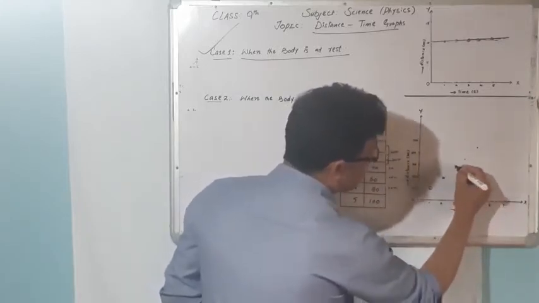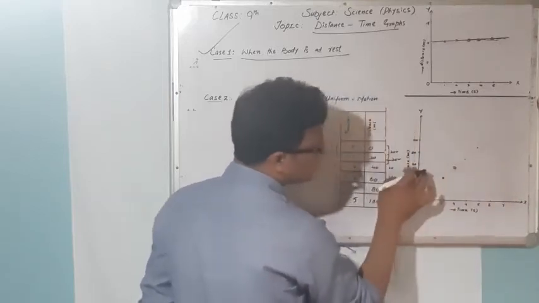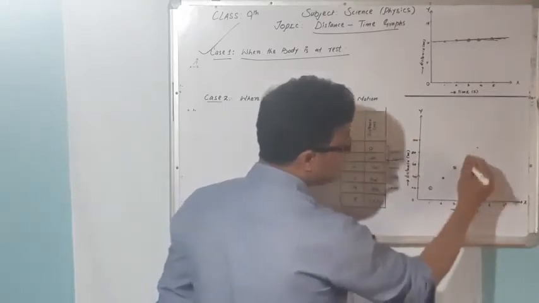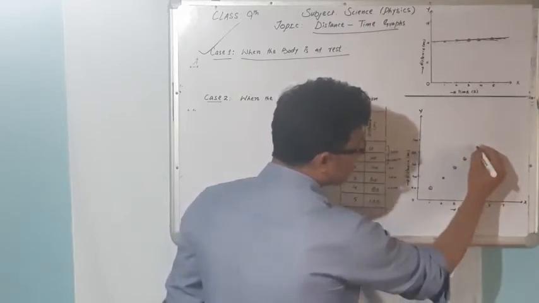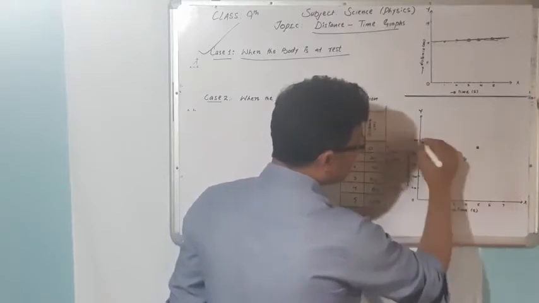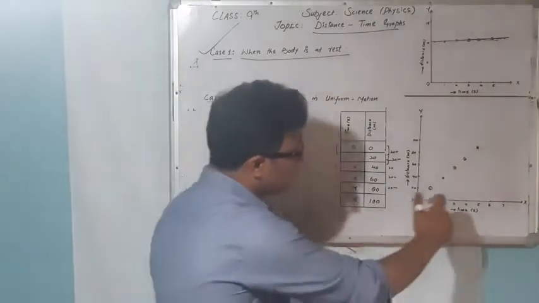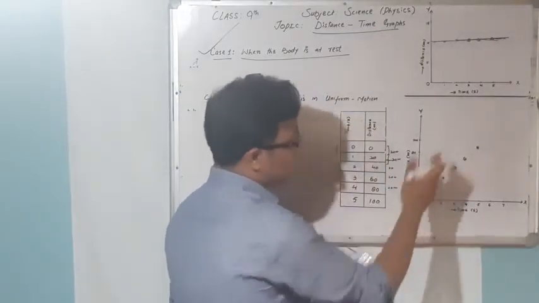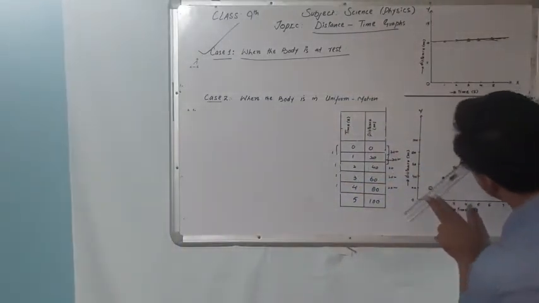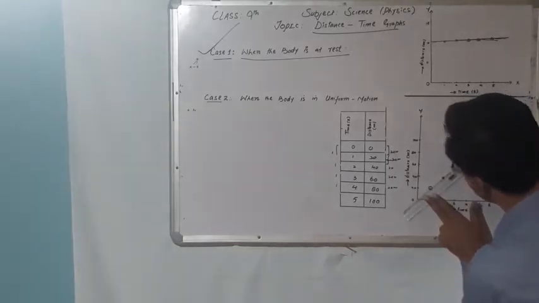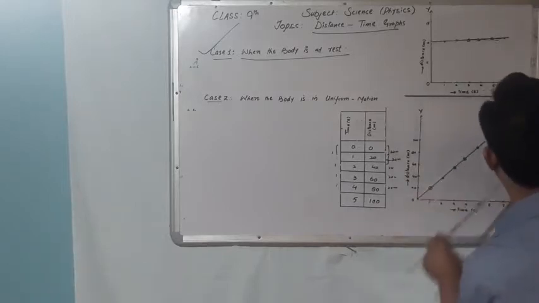And after 3 seconds, the position of the body will be here. That means the distance covered after 3 seconds is 60 meters. Similarly, the distance covered after 4 seconds is 80 meters, and the distance covered after 5 seconds is 100 meters. So let us plot the graph between time and distance in this case. When we join these points, we will get a straight line that is inclined to the time axis.